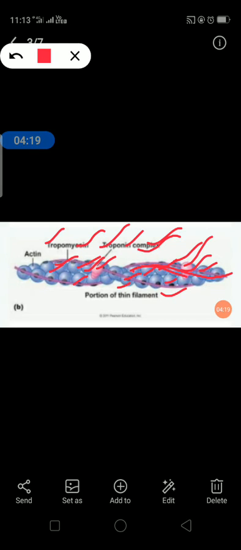On the surface of the tropomyosin filament, the troponin is arranged at regular intervals. At rest, when the muscle fiber is not doing any work, troponin masks the actin binding site of myosin. Once again, children, at rest, when the muscle is not doing any work, the troponin masks, that means covers, the actin binding site of myosin.